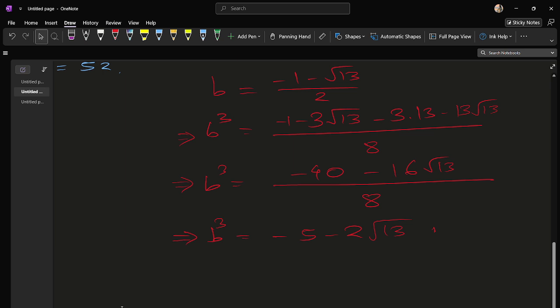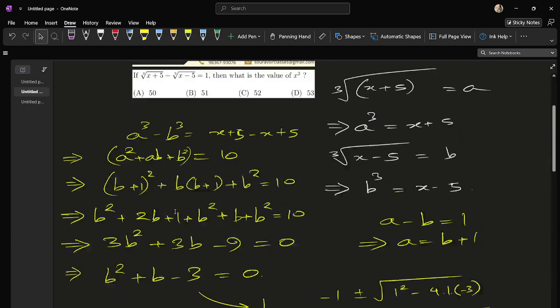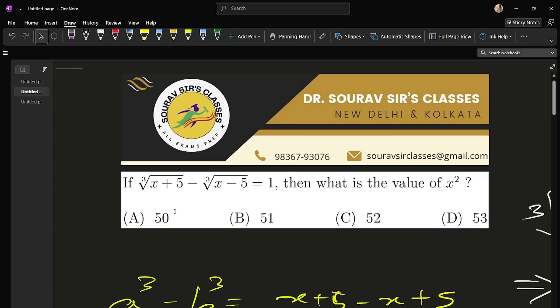So again, if we put the same thing, we will get x minus 5 equal to this, so minus 5 and minus 5 will be cancelled out, so our x will be minus 2 root 13. So again our x square will be 52. So 52 is the correct answer of this question. Yeah, so option C, 52, is the correct answer of this question.